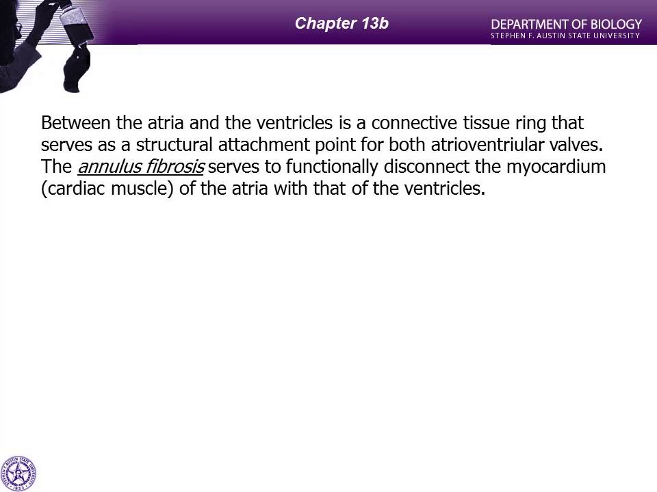Now, right now, you don't see a huge significance in that, but it's going to make perfect sense when we begin to look at our cardiac cycle, why that is so important and how we've overcome this disconnect and still coordinate the beating of both the atria and the ventricles at the right time.